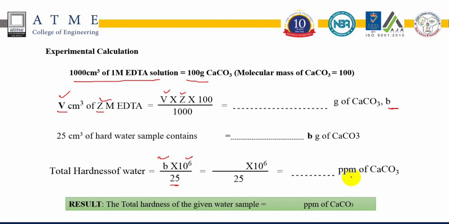Note down the result. Total hardness of water in the given water sample is dash ppm of calcium carbonate, since we are measuring the total hardness in terms of calcium carbonate, whose molecular mass is equivalent to 100 gram.